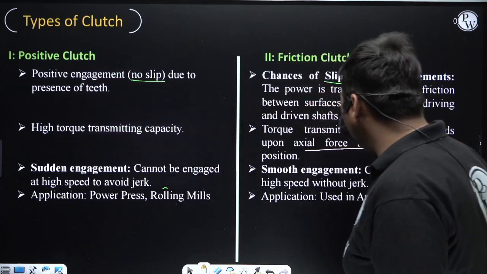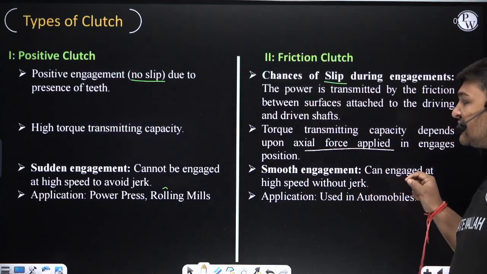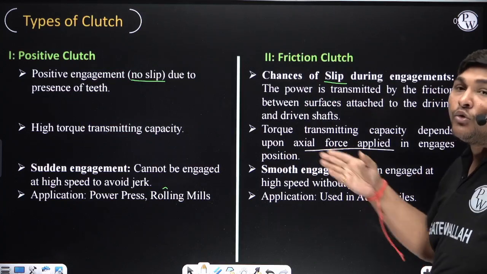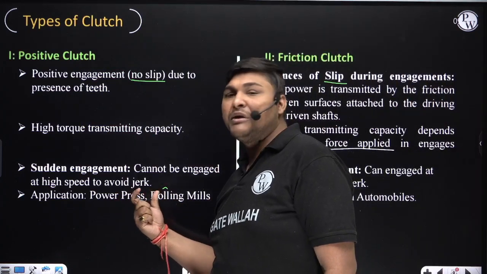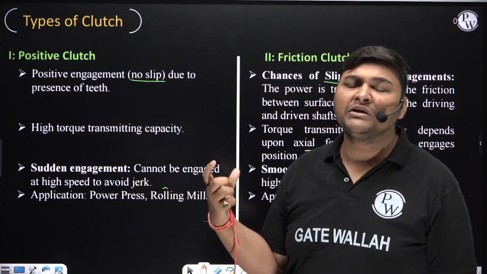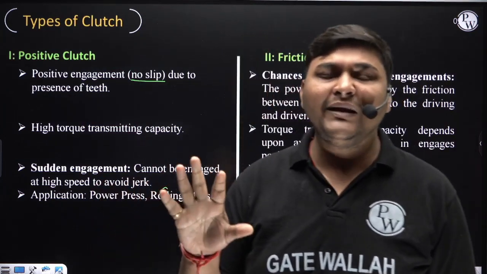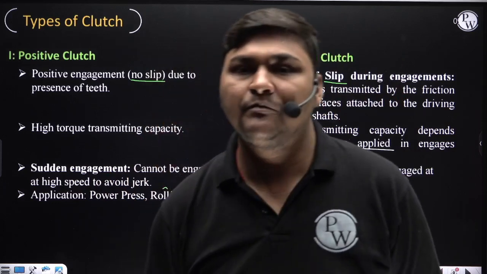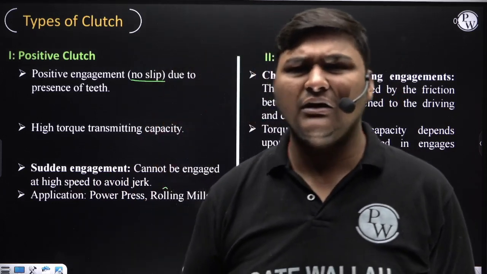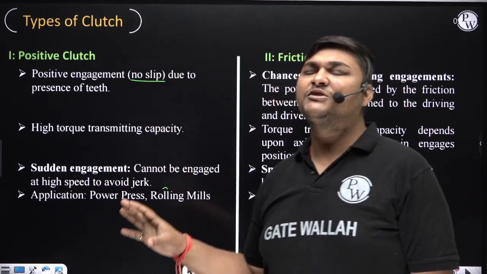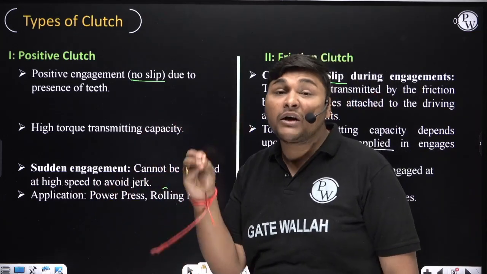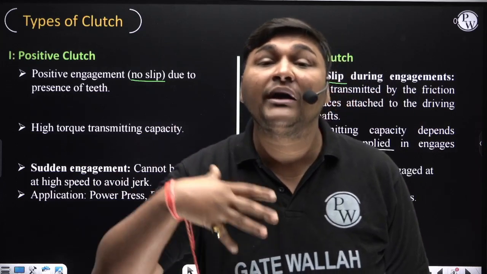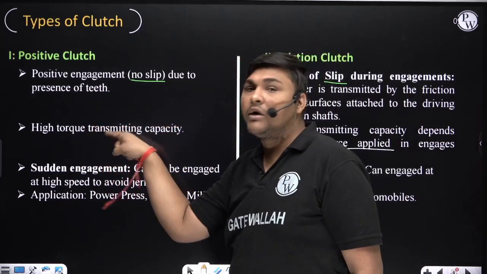So simply, this friction clutch is generally used in automobiles. Where do we use this positive clutch? We use this positive clutch in power presses or rolling mills. In power presses and rolling mills, generally we will engage the clutch at very low speed. After that, we will transfer the torque from input to output. And here, the required torque transmitting capacity is very high, which is the advantage of the positive clutch.